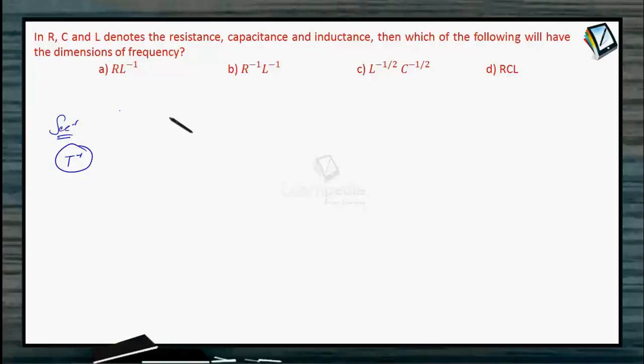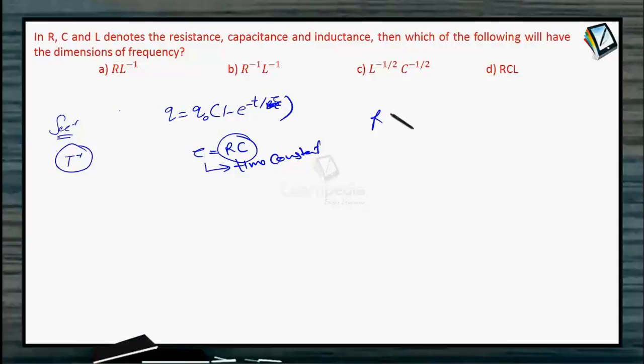For example, in case of charging of a capacitor, we know the relation of charge as a function of time goes like this in the charging circuit. Here we can see that this term RC is in fact written as tau. Tau is RC, known as the time constant, and its placement in this equation tells you clearly that the dimension of tau is going to be the second.